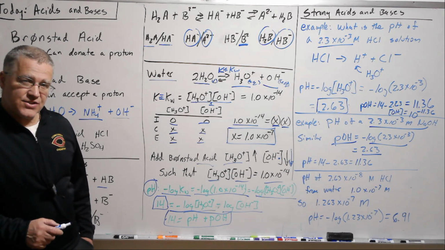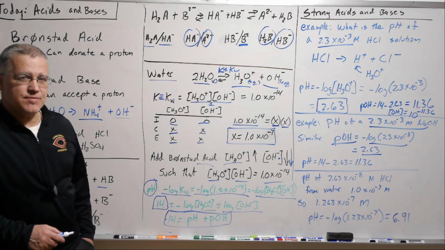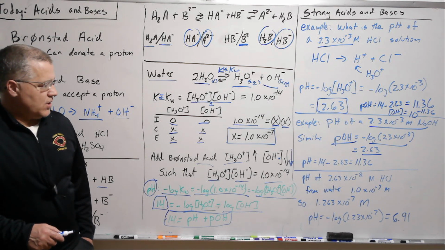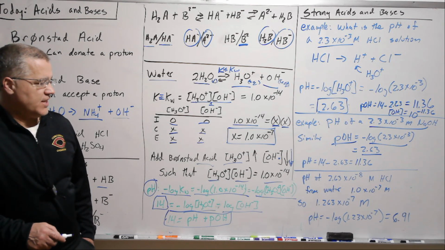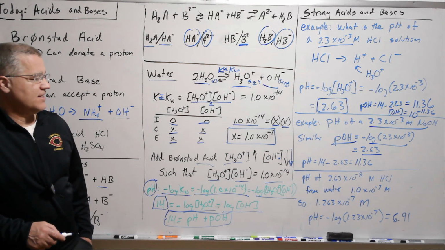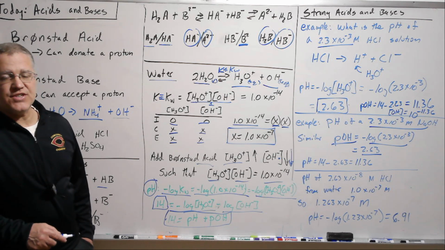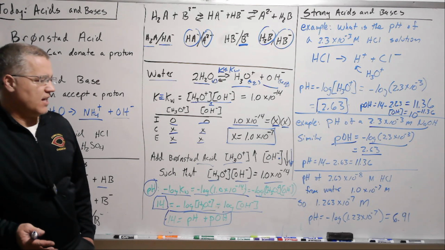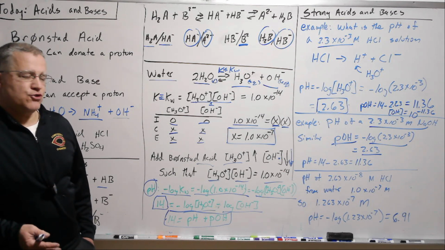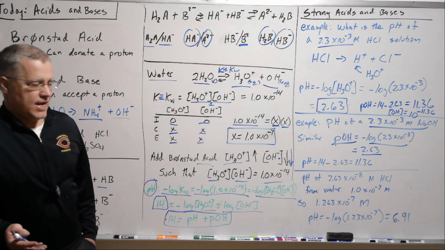The last one is kind of a trick question. We talked about this earlier. What about a pH of 2.3 times 10 to the minus 8 molar HCl? Well, if you take the negative log of that, you're going to get a number bigger than 7. And you say, well, we added HCl and got a basic solution. Well, that can't be right.